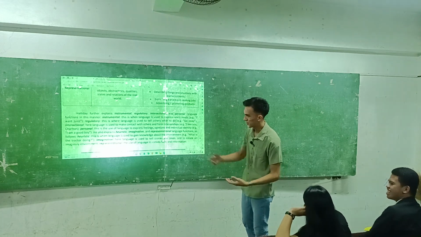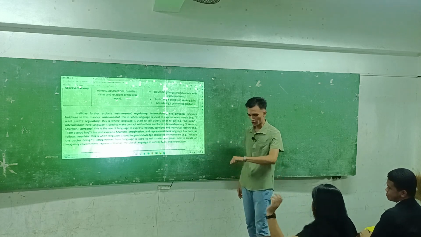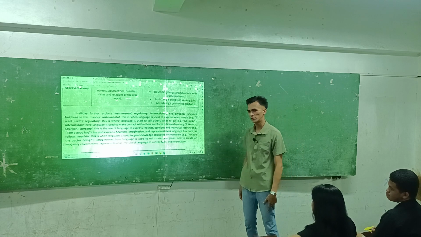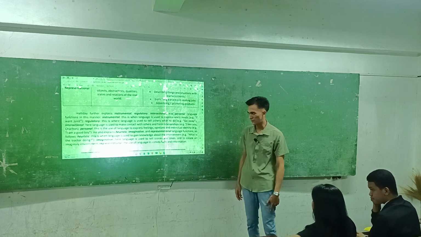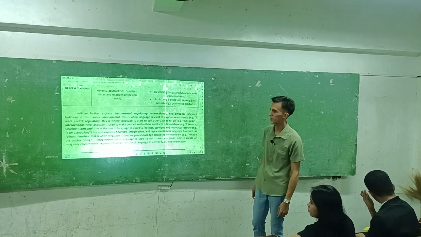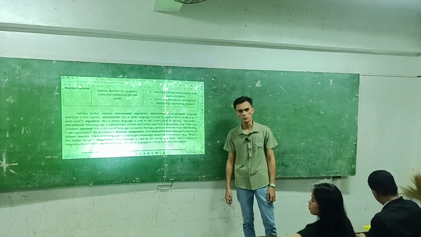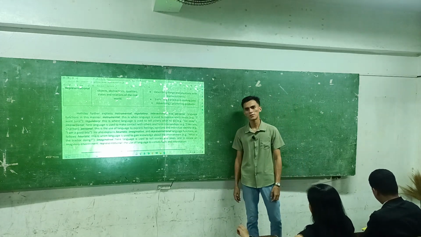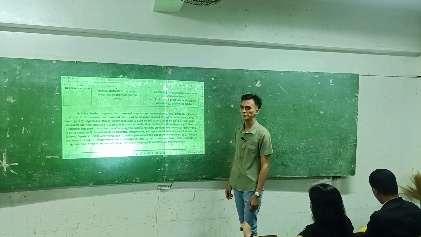Representational, the last one. The use of language to convey facts and information. Okay? I believe that's understandable enough, no? To convey facts and information. That's to represent language in many different forms. Questions about lesson 1 so far?